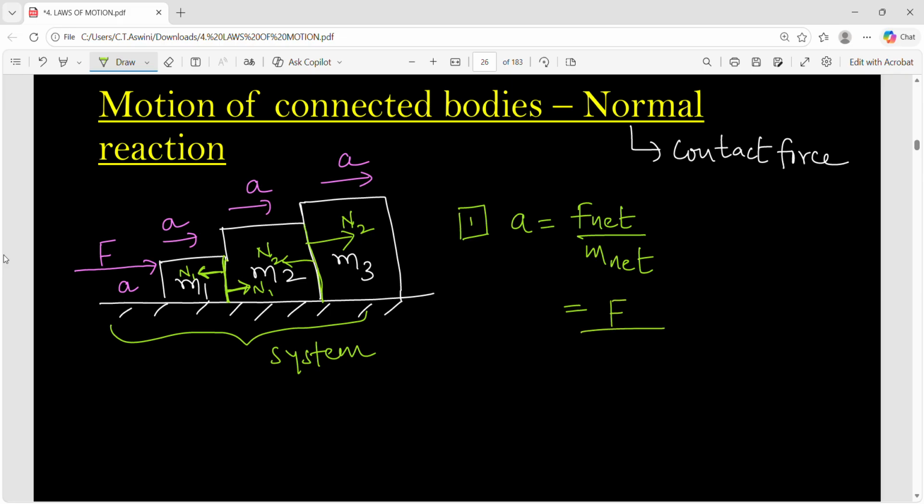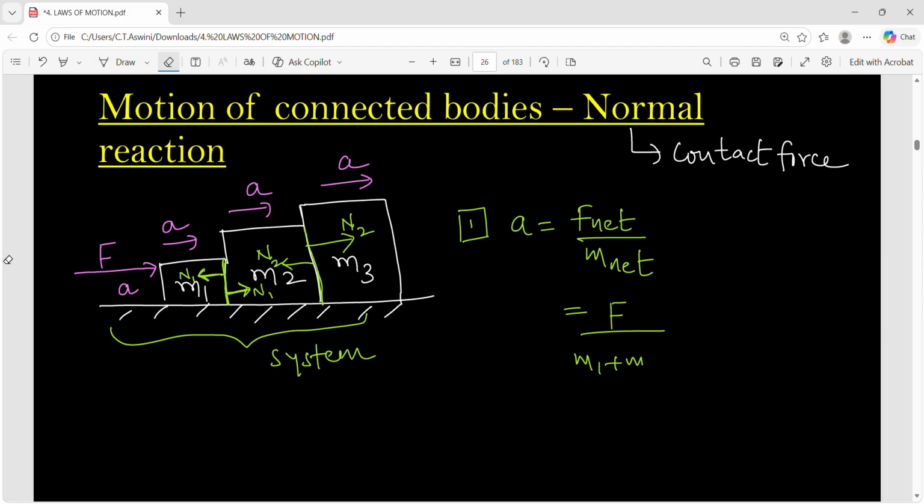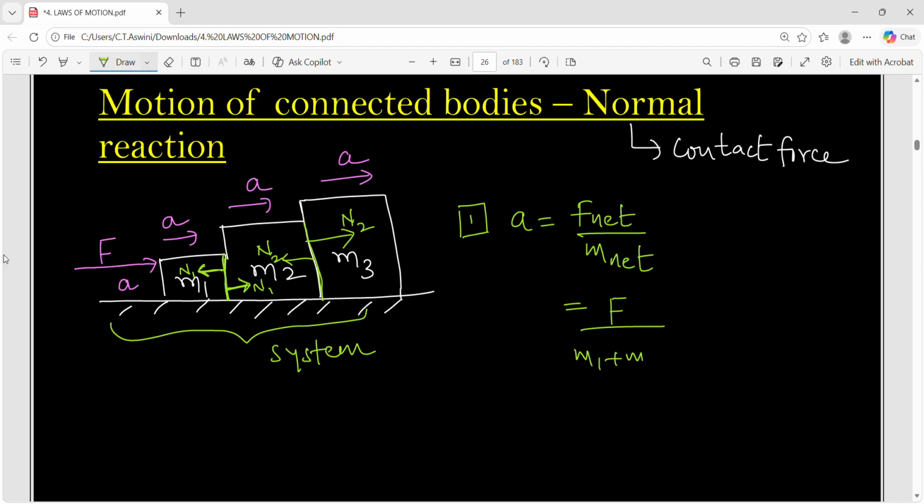And what is the M net? What is the total mass? It is M1 plus M2 plus M3. So this is the A net.